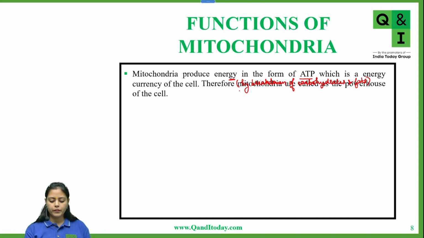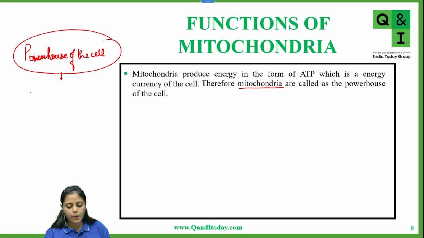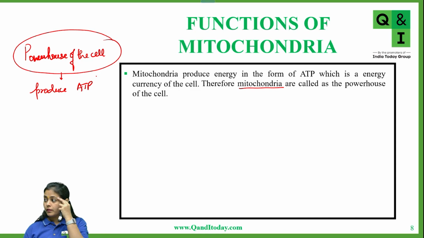Because the mitochondria produce ATP, they are called the powerhouse of the cell. So why are mitochondria called the powerhouse of the cell? Because they produce ATP. They produce the cellular form of energy.